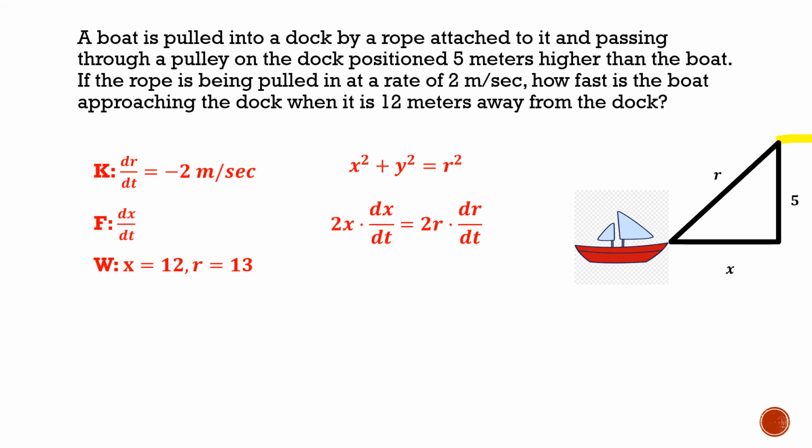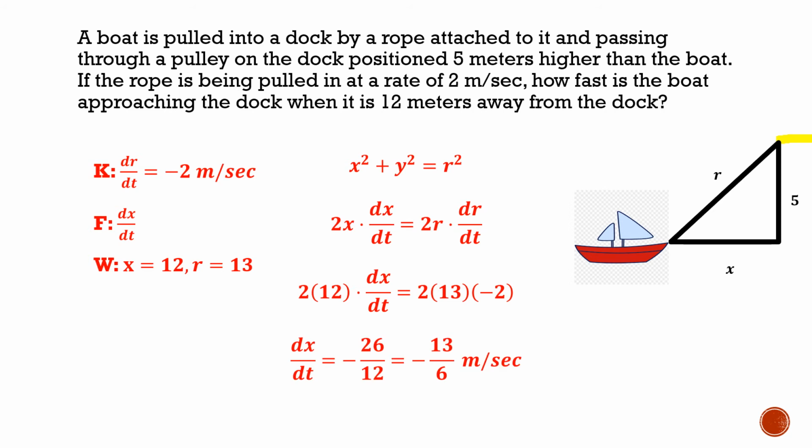And so taking the derivative of both sides, I get 2x dx/dt plus 0, because the height is not changing, equals 2r dr/dt. Now plugging in everything I know, I have 2 times 12. 12 was x. dx/dt equals 2 times 13, because r was 13. And then dr/dt was -2. Now simplifying that, I get dx/dt is -13 over 6 meters per second.